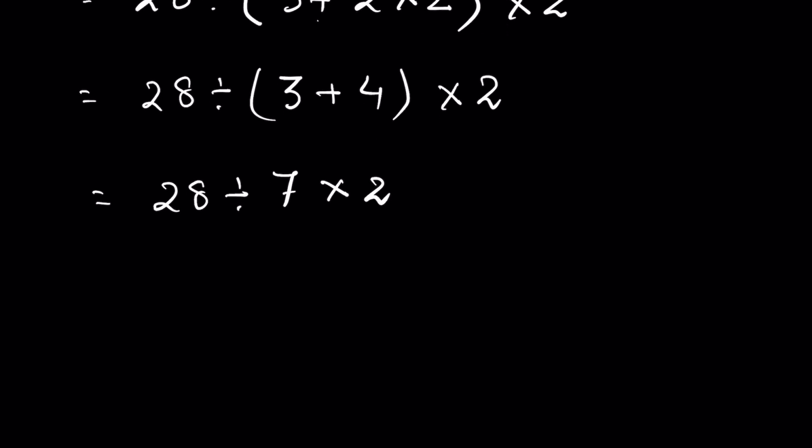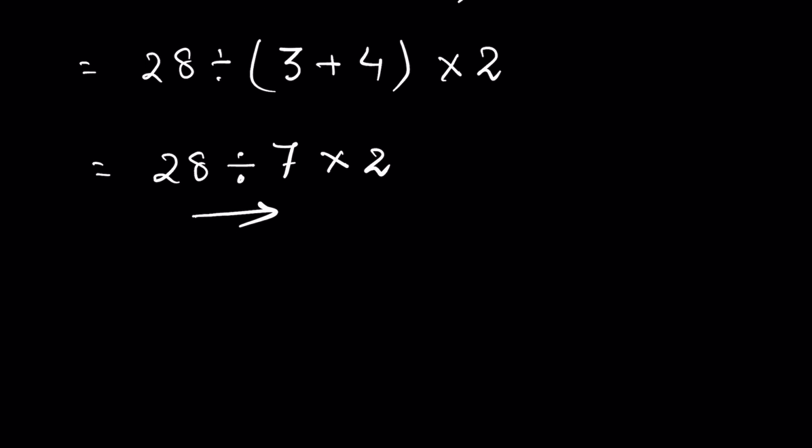Again here you have the choice of division and multiplication, which operation to do first. Here also you will do the left to right rule. Always remember this rule. Now from left to right we have division first, so it will be 28 divided by 7, which is 4. Then 4 times 2 is 8. So 8 will be the correct answer.